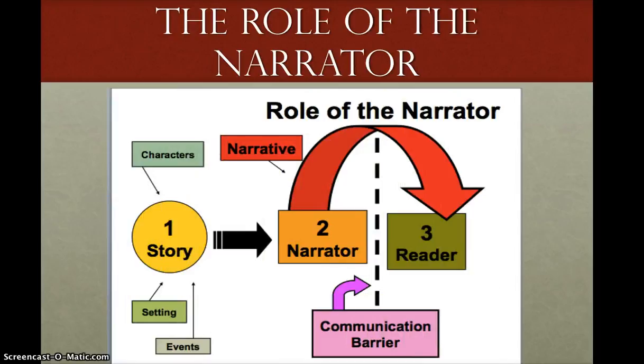The role of the narrator. First, let's look at the story. The story is composed of the characters, the settings, and events. Then we have the narrator who tells the story, and there's a communication barrier between the narrator and the reader.